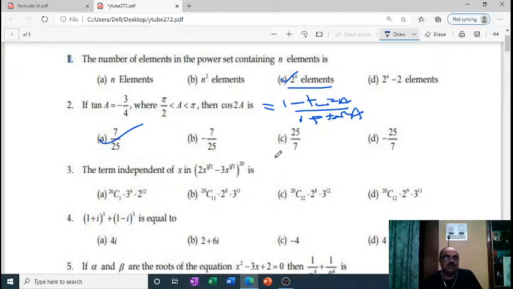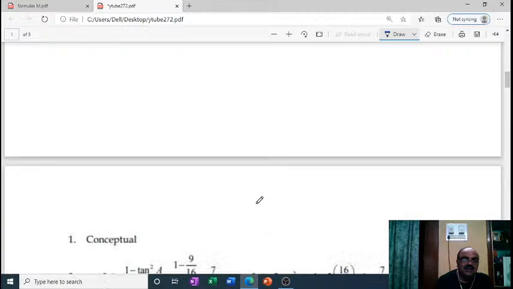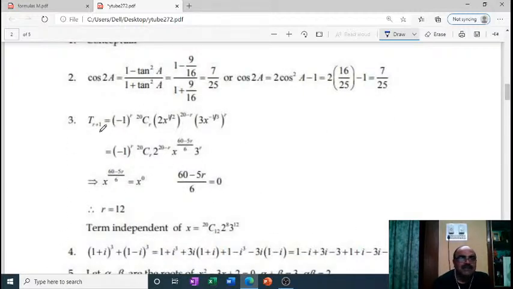Third, please look at this. We need to calculate the independent term of x. When it is independent, the power of x needs to be made 0. Now, who can do this for us? Please see here. T of r plus 1 is equal to minus 1 to the power r, 20Cr into 2x to the power 1 by 2 whole power 20 minus r into 3x to the power minus 1 by 3 whole to the power r formula.